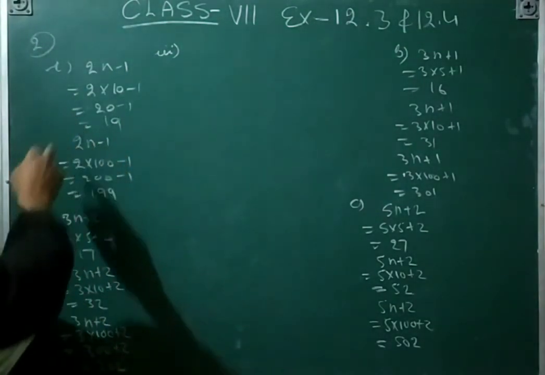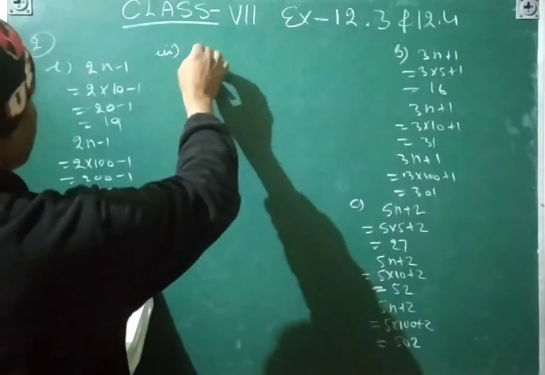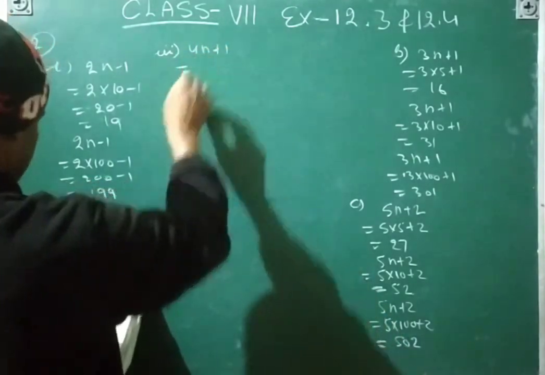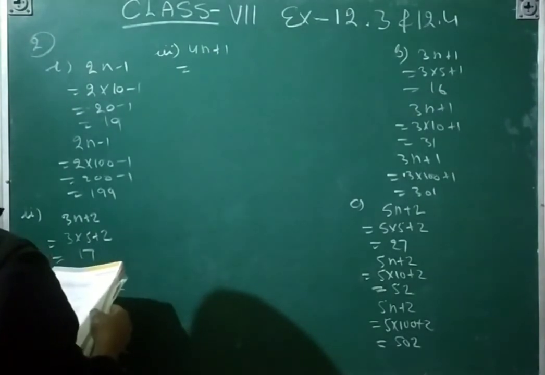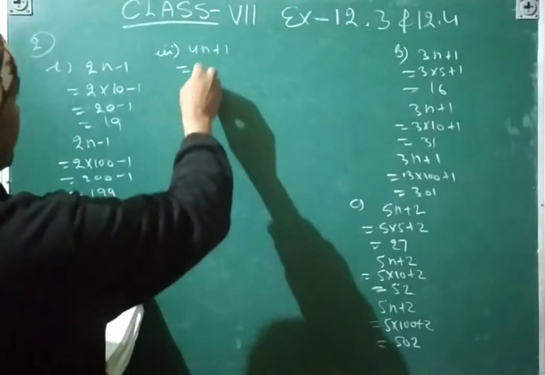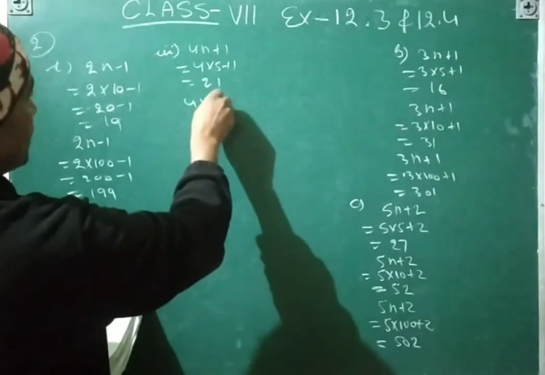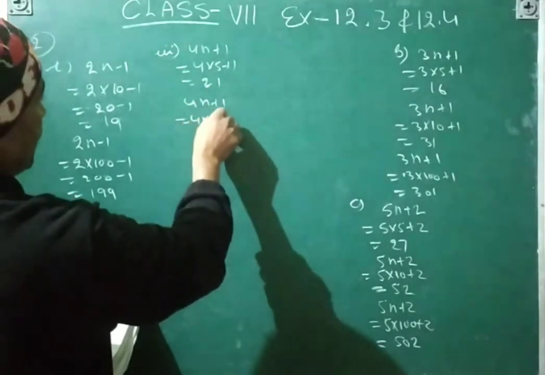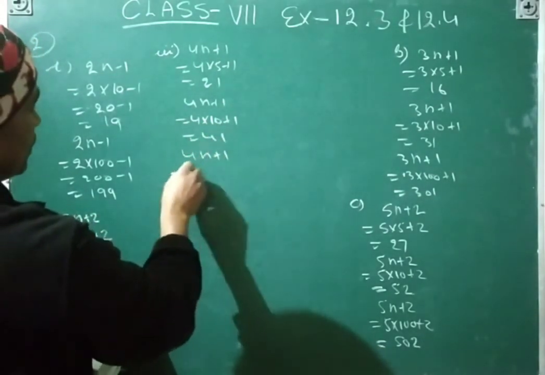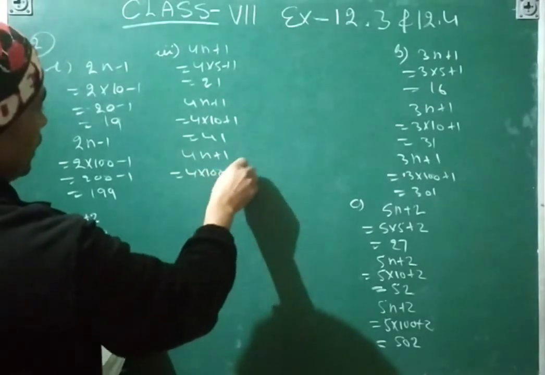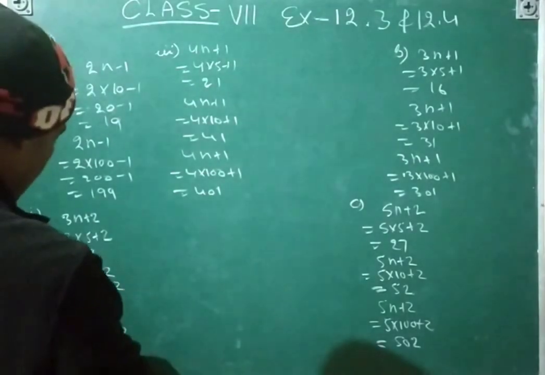Here there is no need to find it, as 19 is already found in that box. The third part is 4n plus 1. Here also we will find the 5th place, 10th place and 100th place. For the fifth place, 4 into 5 plus 1 is equal to 21. For the 10th place, 4 into 10 plus 1 is equal to 41. And for the 100th place, 4 into 100 plus 1 is equal to 401. Write down those answers.